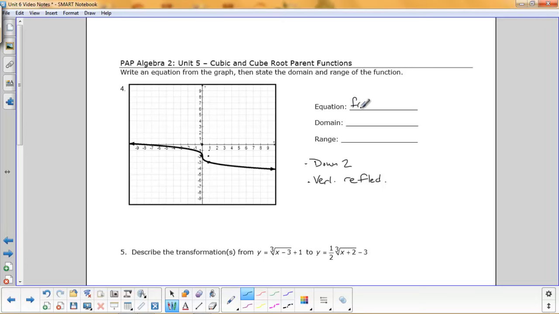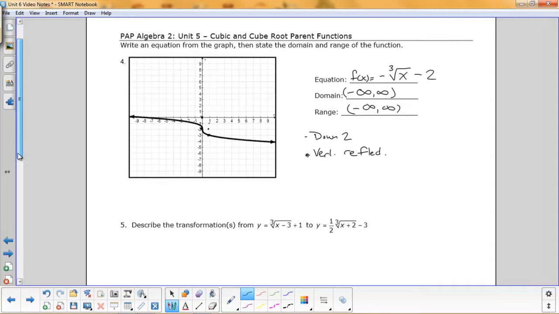So let's start with f of x, and let's use the vertical reflection as a negative. And we're using the cubic root parent function here. It moved down, not right or left, so that's why it is on the outside. Notice there's no restriction, so that means I'm going to use interval notation here, and that's going to be negative infinity to positive infinity. Likewise, the range is exactly the same.